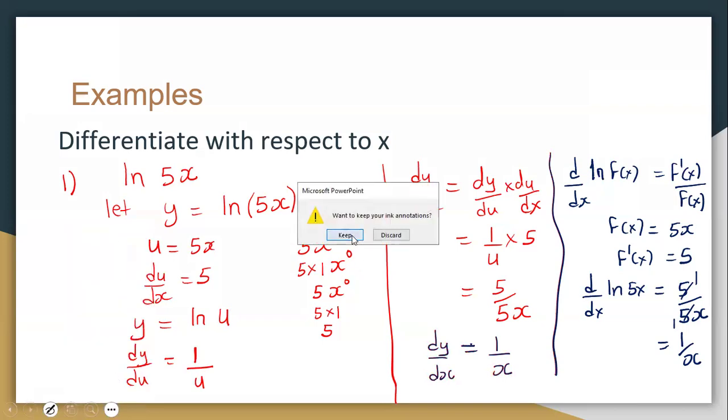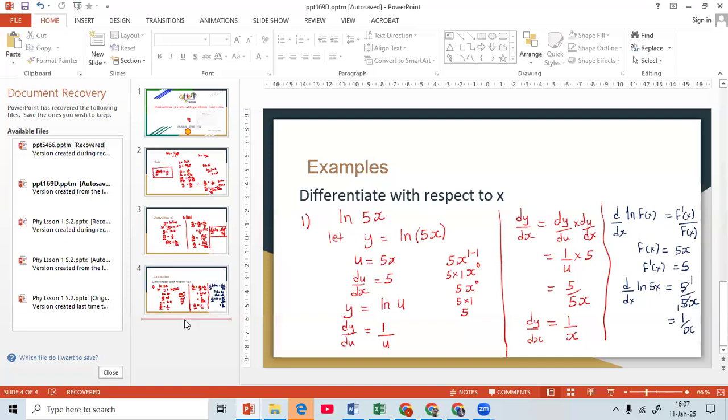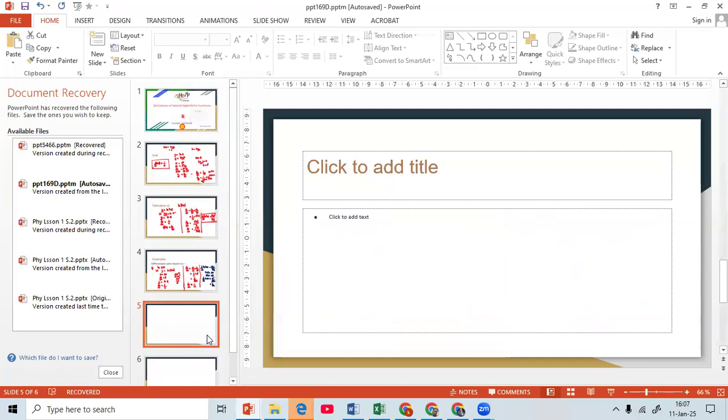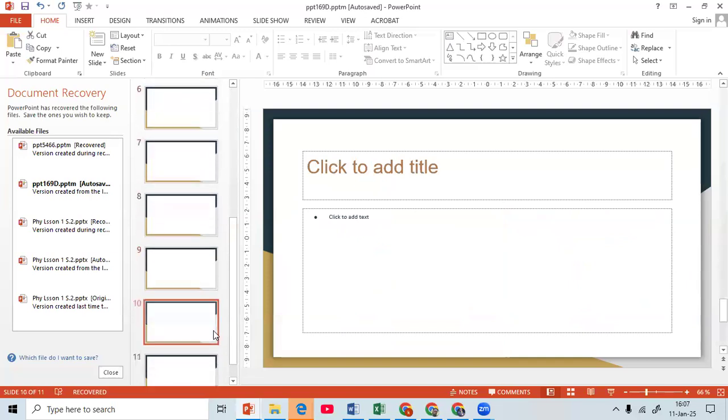Okay, we try out another number. Another number we are going to try out is: differentiate still with respect to x. And what do we have as our function? We have ln.